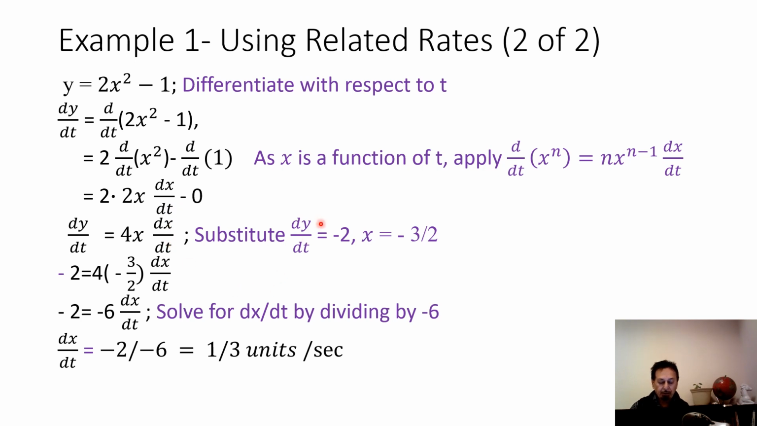We know dy over dt is negative 2 and x is minus 3 halves. So we substitute this information in this equation. So now we have the equation negative 2 equals 4 times negative 3 halves times dx over dt. Now we can simplify. 4 times negative 3 is negative 12, and divided by 2 is negative 6 dx over dt. So now we divide by negative 6 and you will have negative 2 over negative 6, which will be 1/3 units per second.